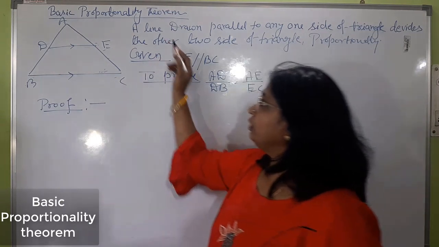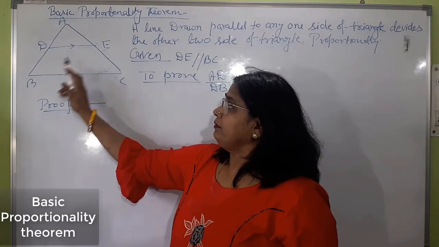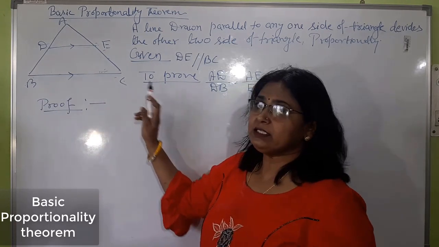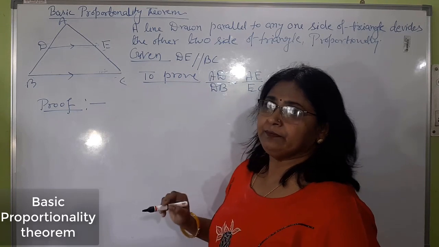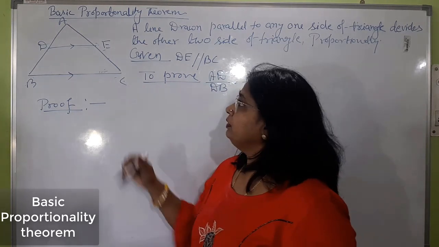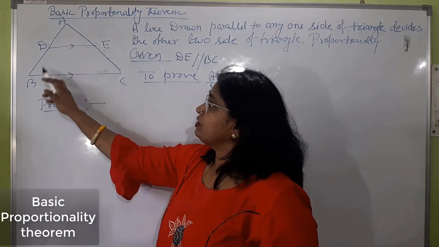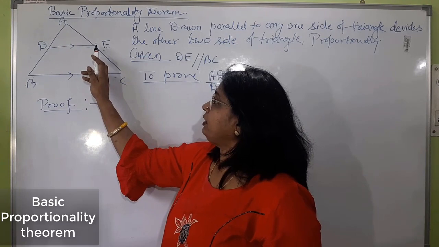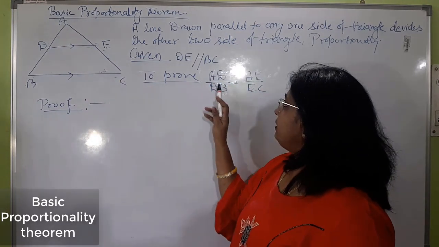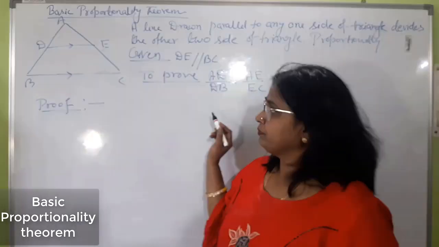So from the theorem, what is given? DE parallel to BC. Only this much is given. And we have to prove that this line divides the sides proportionally: AD by DB is equal to AE by EC.